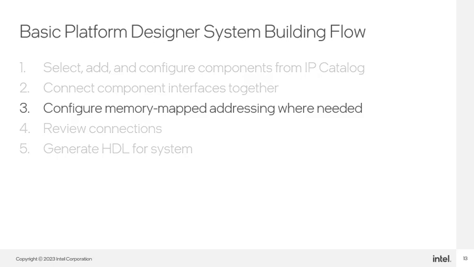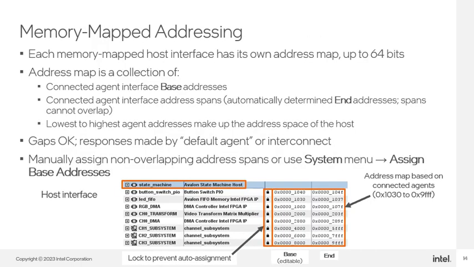With all the connections established, let's look at setting up address maps for memory-mapped interfaces. The final item that must be configured before reviewing and generating a system is the memory-mapped addressing for any component interfaces where it is required. You define the addressing for the memory-mapped or control plane portion of your system. Platform Designer supports up to 64-bit addressing.